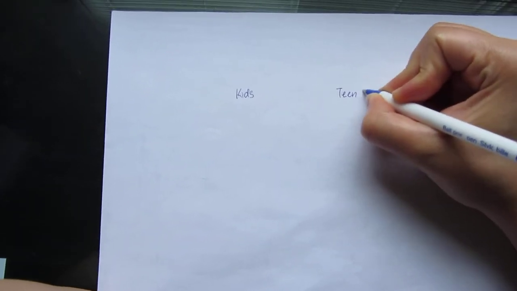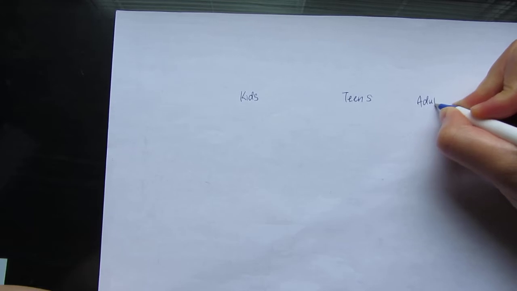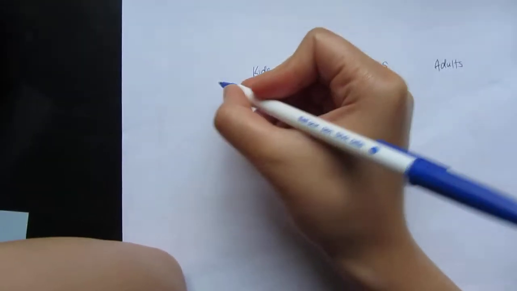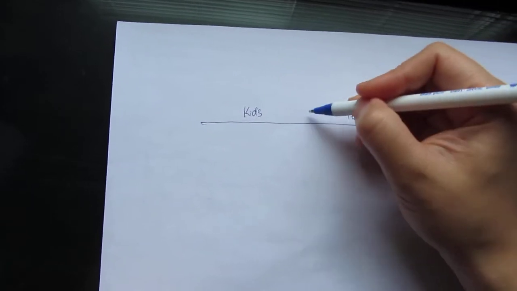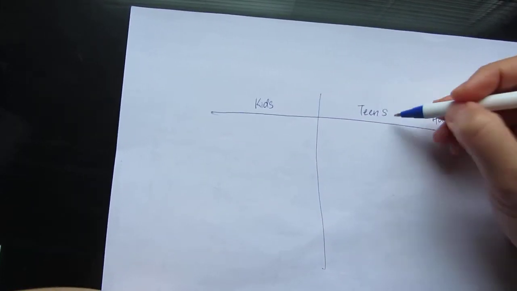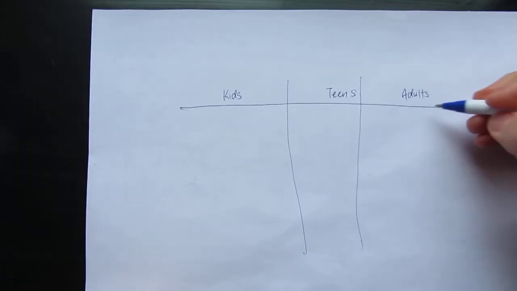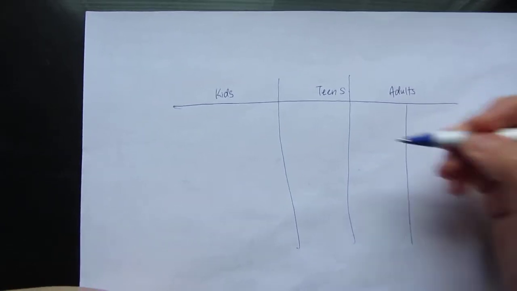Okay, so this is how I memorize the food guide. You want to build the chart first, or the table. So you want to start with the kids, and then the teens, and then the adults. The kids have 3 sections, and then the teens have 1 section, and the adults have 2 sections, right?